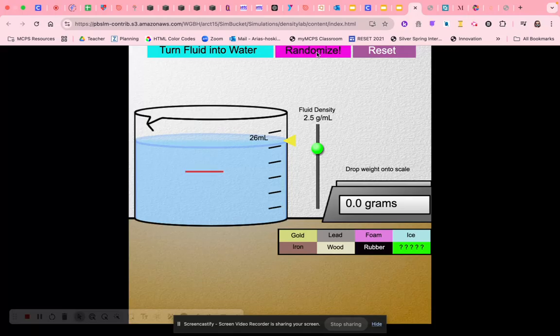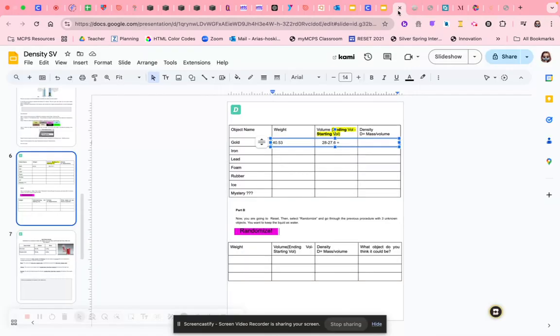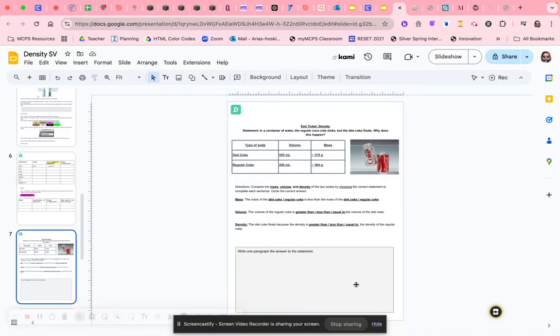Okay, just try to have it in any size. It doesn't matter, to be honest. Just have it in any size. And then start experimenting in here. What's up with the weight? What's going on with the volume, density, and what object do you think it could be?